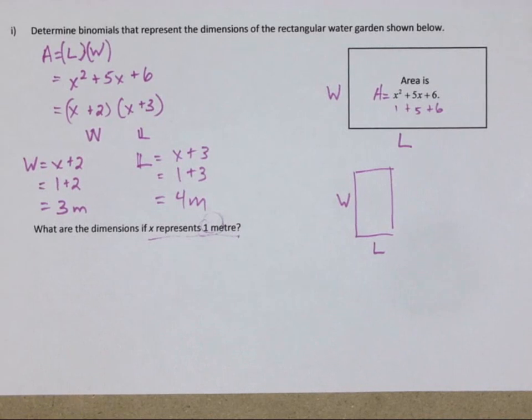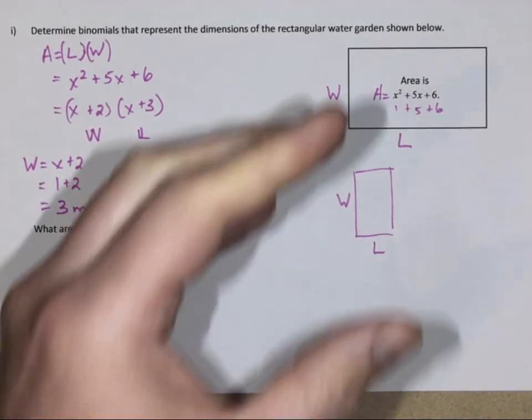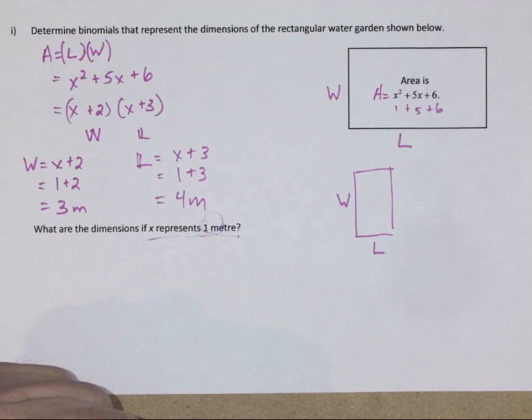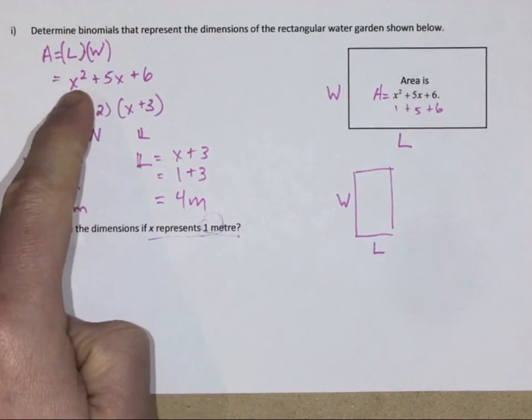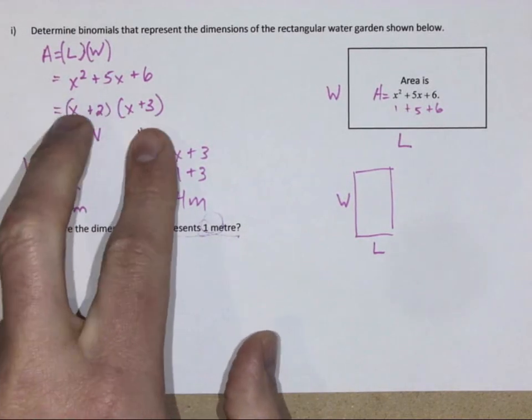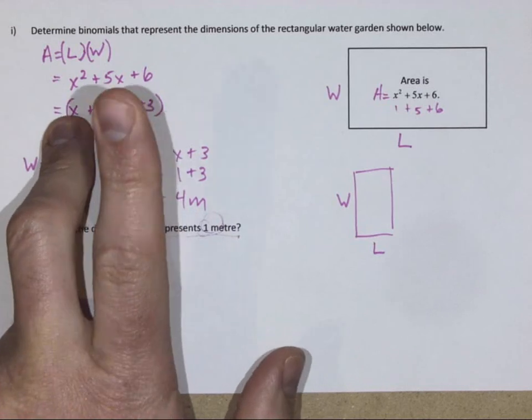Common factoring. Always look for a common factor first. Pull it out. If there isn't one, is it a simple trinomial? Can we use our magic numbers to factor it to a binomial times a binomial?